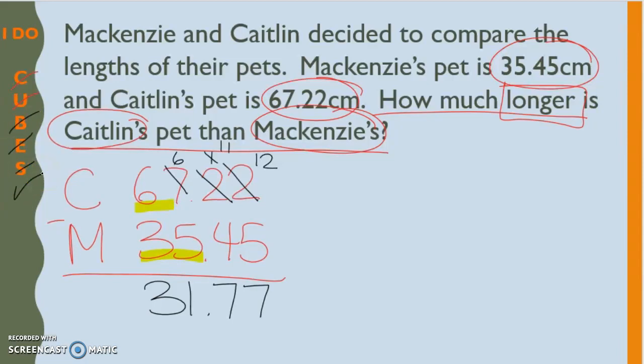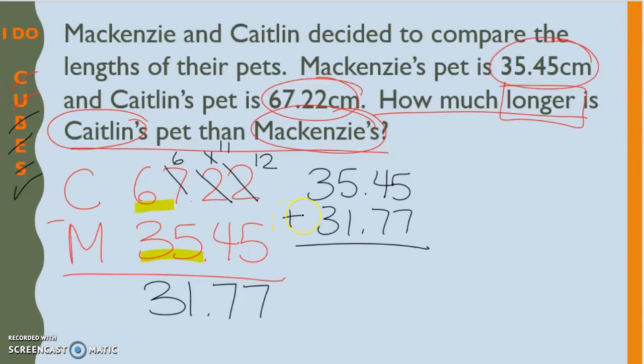Now we need to check our answer. If our answer is correct, then 35.45 plus 31.77, or 31 77/100ths, we need to be able to say it both ways, students, should equal 67 22/100ths. Let's find out.